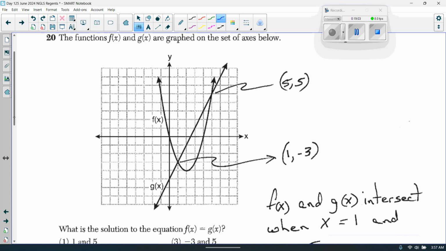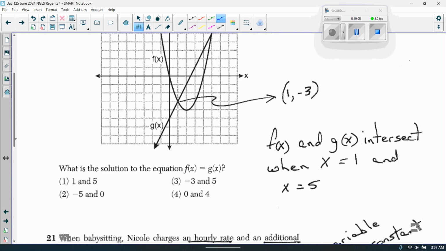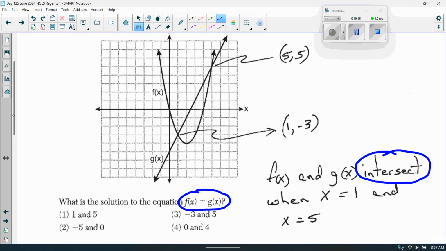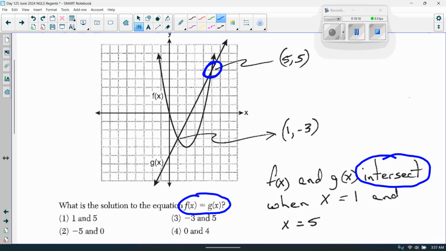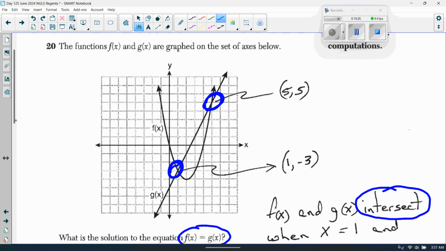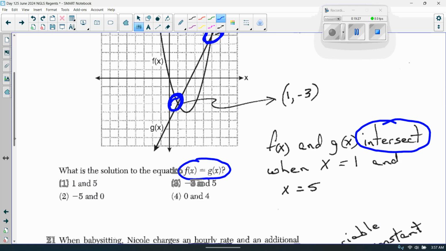Okay, number 20. They give you two functions, f of x and g of x. And again, this comes up a lot on the Regents too. When does f of x equal g of x? That's just a fancy way of saying, where do they intersect? So they intersect here, and they intersect there. Again, there's not really a trick for this, because the trick is just do it the real way. Now, what they should have written was, write all the values of x where f of x equals g of x. Clearly, they didn't write that.